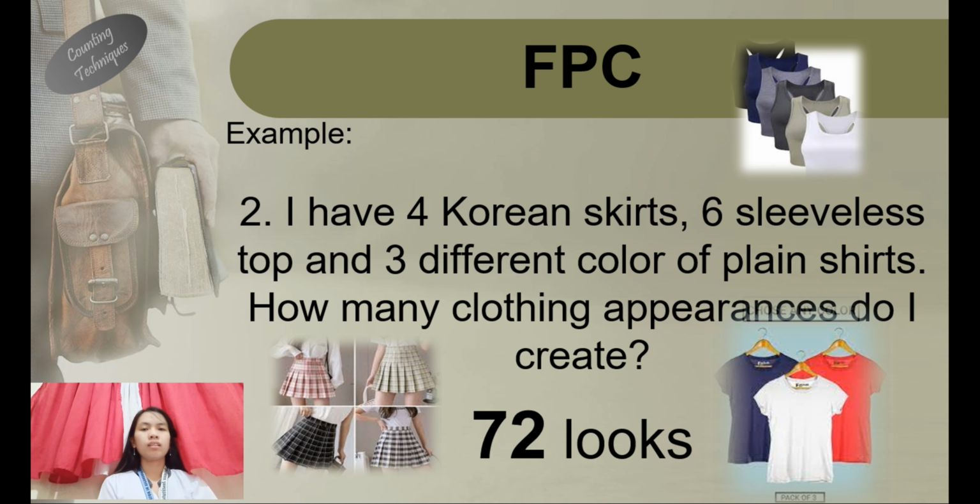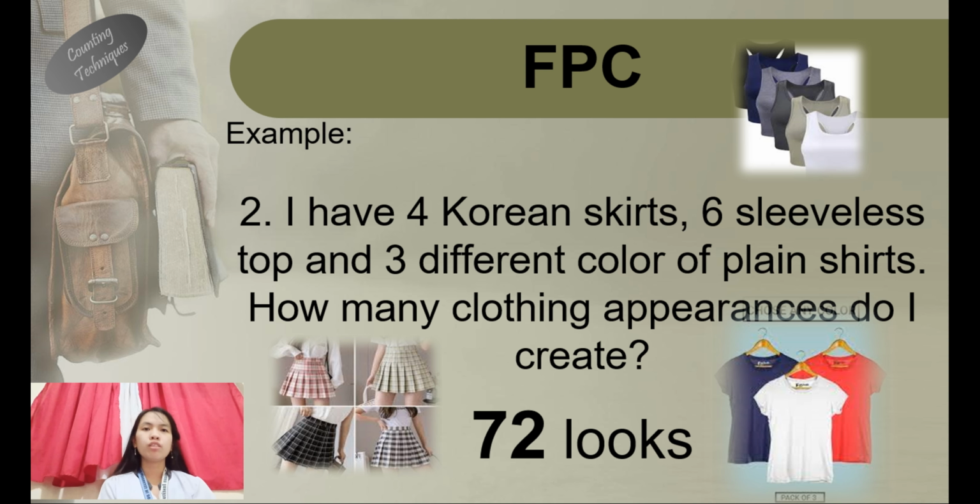Here is our second example. I have 4 Korean skirts, 6 sleeveless tops, and 3 different colors of plain shirts. How many clothing appearances can I create? So we simply multiply 4 times 6 times 3, which is equal to 72. Take note that it is used to combine individual characteristics to form one complete piece.